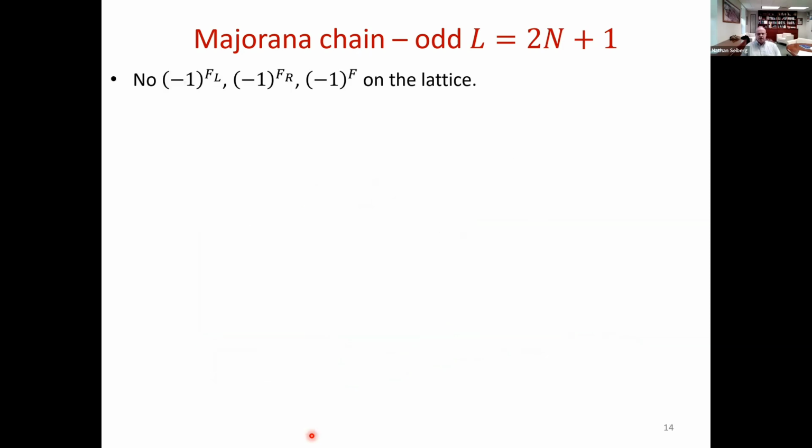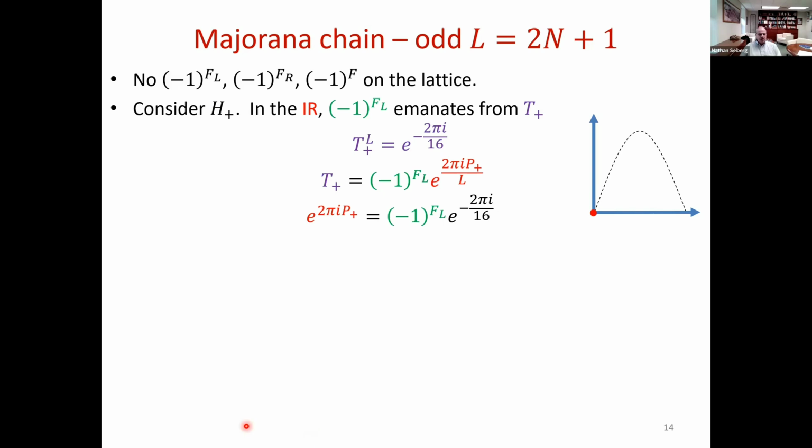So let's discuss that in a little bit more detail, and to be concrete, let me study H plus. So in the infrared, at short distances, there are no internal symmetries. At long distances, the story is very similar to what we saw before. We have a new internal symmetry, -1 to the F left, that emanates from T plus. It's not that we have a symmetry T plus and another one T minus. We have the subscript plus here, simply because we studied the problem with the plus sign. The lattice fermions are periodic. And this is the algebra they satisfy. In the UV, we have this algebra with this anomalous phase.